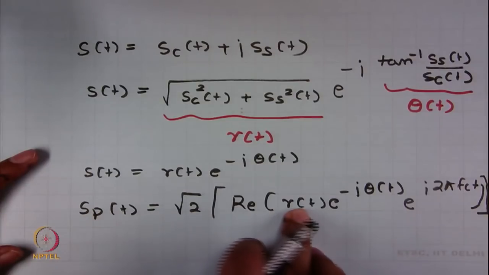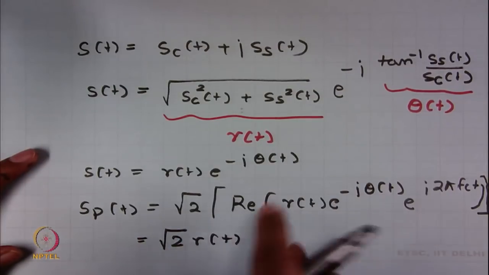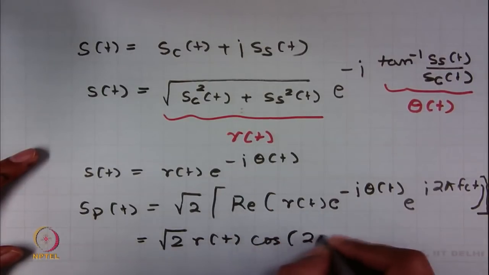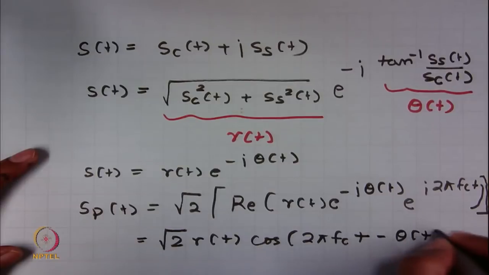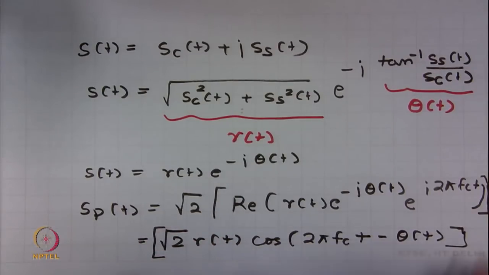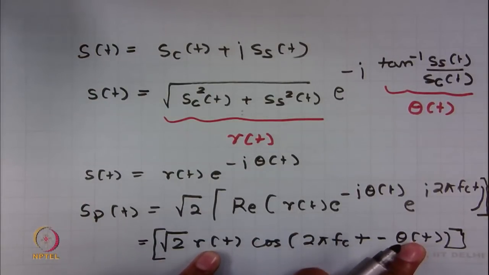If I see this, this is a real quantity, right, there is nothing complex. So, it can be pulled out. So, we get root 2 times R(t), and if I am taking the real part of this quantity, what I will get is cos(2πf_c t minus θ(t)). So, this is the expression for a passband signal. Passband signal can also be represented in the amplitude of this complex envelope and the phase of the complex envelope.